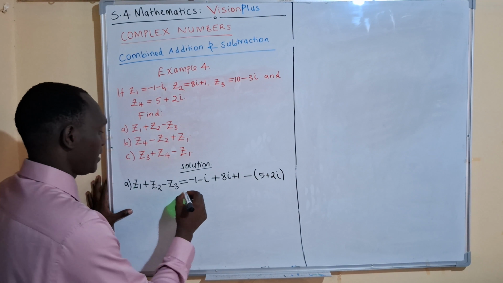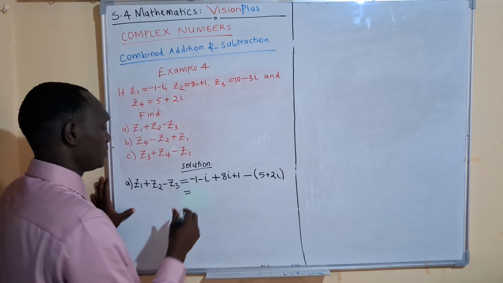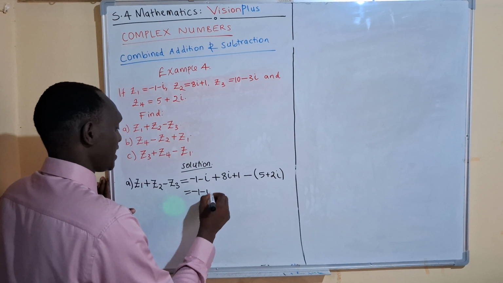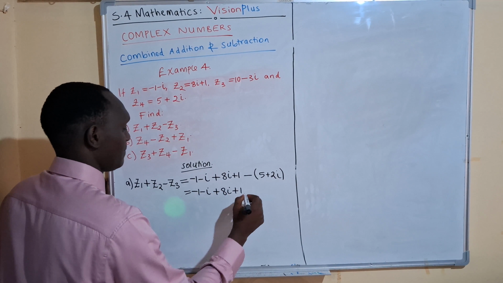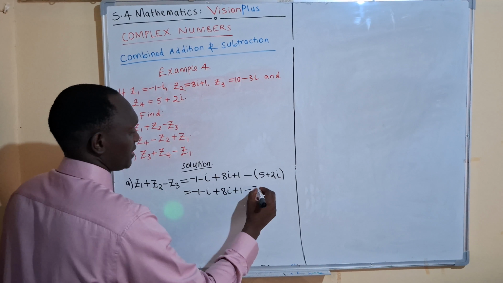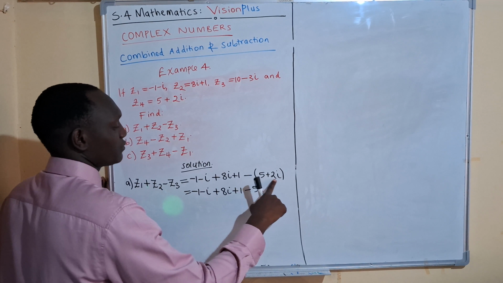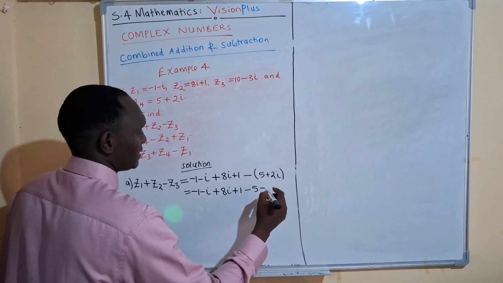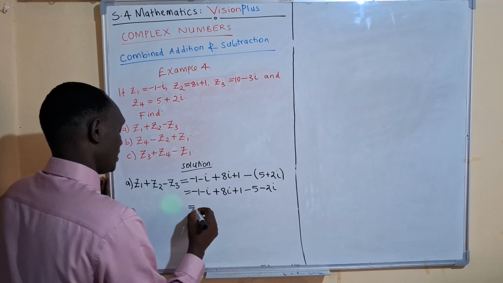And then from there, we need to simplify the brackets. So let me keep -1 minus i the same, plus 8i plus 1 the same, minus -1 times +5, we shall have -5. -1 times +2i gives us -2i. And then from here we can collect the like terms.